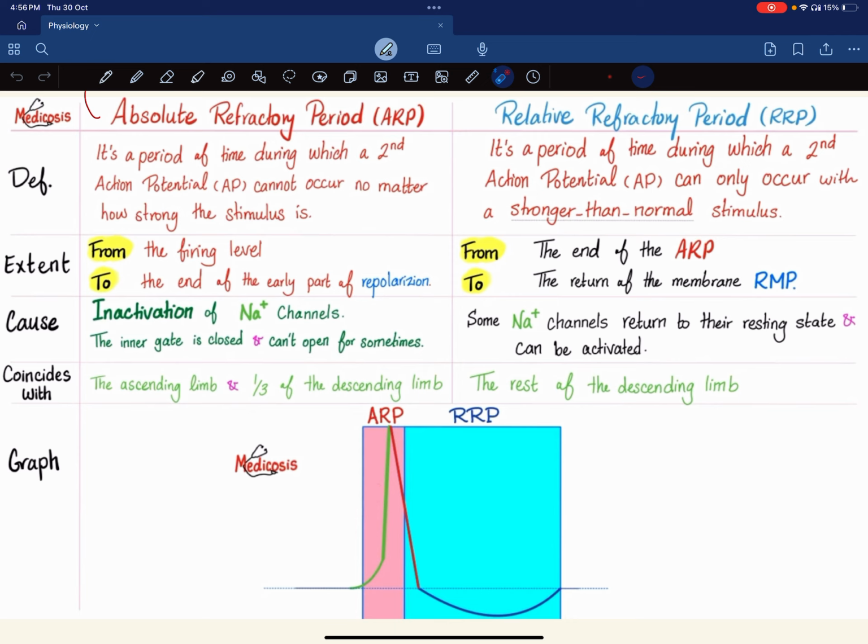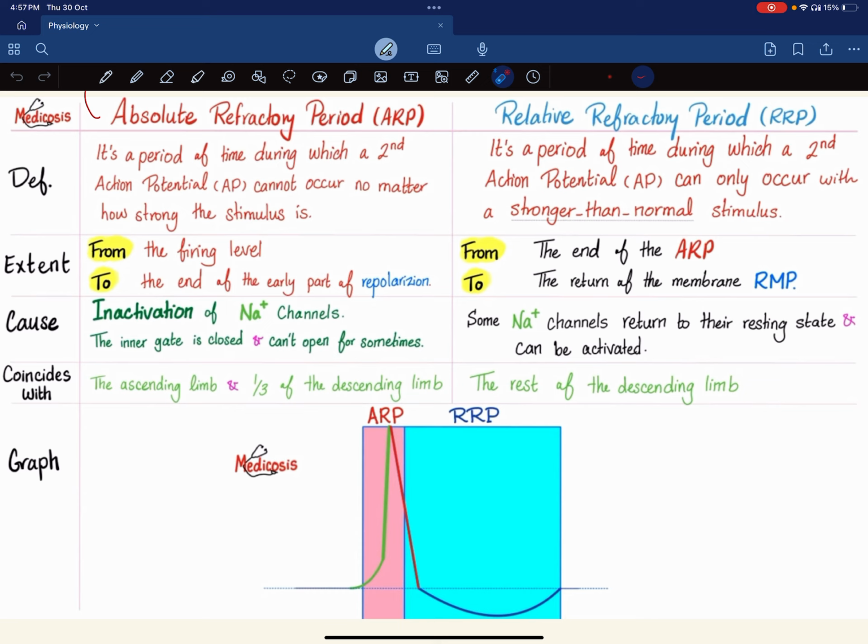Why? Because I told you that the sodium channel had an activation gate and it also had an inactivation gate, right? Once your inactivation gate closes, when it gets any impulse, it will ensure that the entire cell has reached RMP, then only it will open, and then only will there be influx of sodium. So with inactivation of sodium channels, the inner gate is closed and can't open for some time. We're talking about the inner gate, which is the inactivation gate.